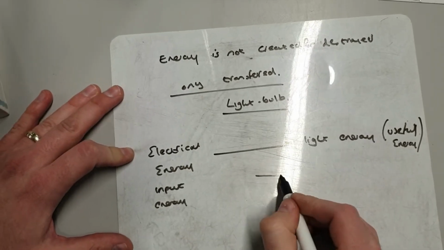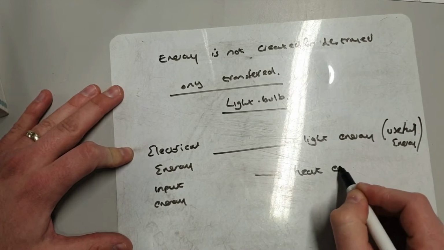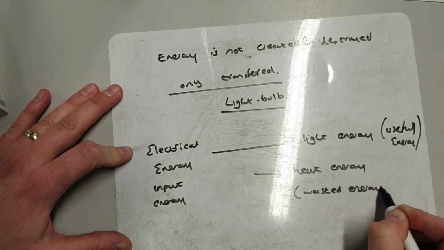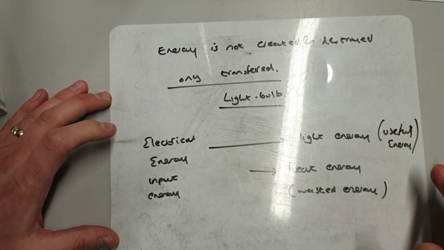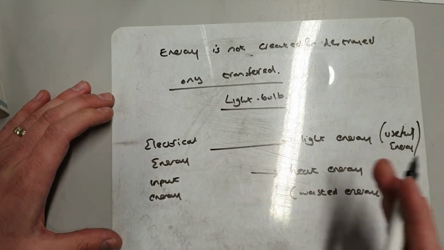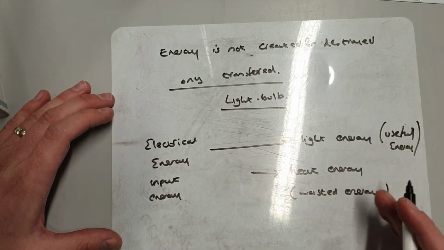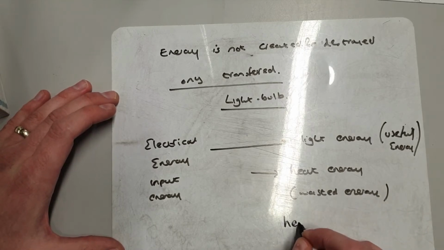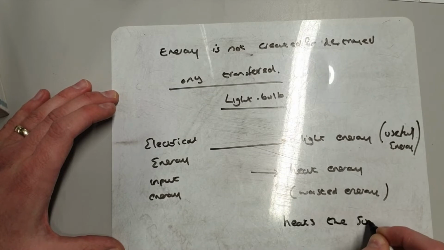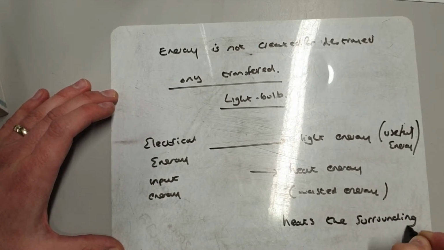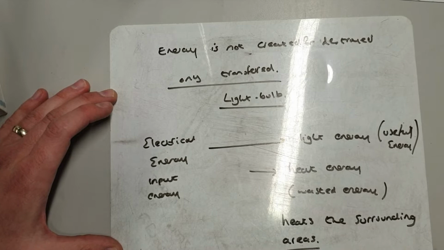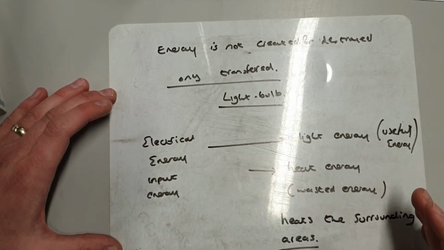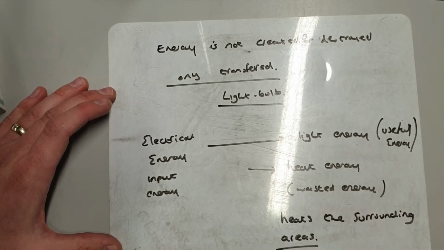Now, as well as the light energy, there is also heat energy produced as well. This is wasted energy. This is energy that is not wanted, but is produced as a side effect when the electrical energy gets transferred to light and heat energy. Wasted energy usually comes in the form of heat, and what happens is it heats the surrounding areas. So that's an example of a simple energy change. You've got electrical energy going to light energy and heat energy. And the heat energy is used to heat the surrounding areas.